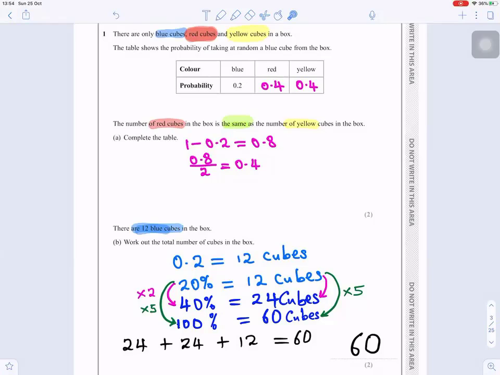Or if you multiply 20% by 5, you get 100%. That means you multiply 12 cubes by 5. Whatever you multiply on the right, you multiply the same on the left. So 60 cubes is the answer. Or you can get 24 cubes plus 24 plus 12. It gives you 60.